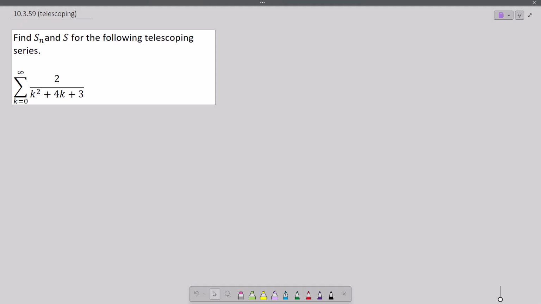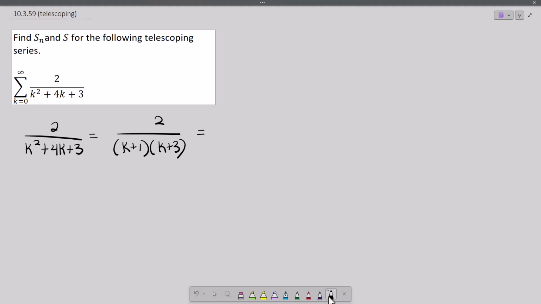All right, so this series is a telescoping series. It doesn't look like it right now. When we have a telescoping series, we imagine the parentheses with 2 terms and a minus in between. So we have to do some work to make this into a telescoping series. What we have to do is factor. So we're going to factor this denominator into k plus 1 and k plus 3. We have that. And then we have to use PFD, partial fraction decomposition. This is going to turn into A over k plus 1 plus B over k plus 3.